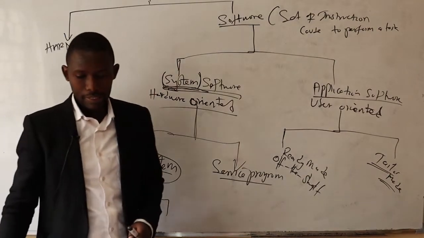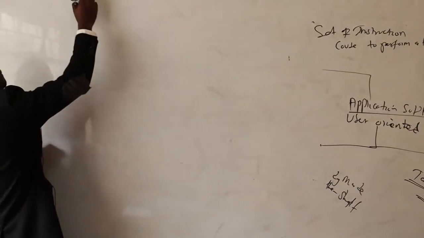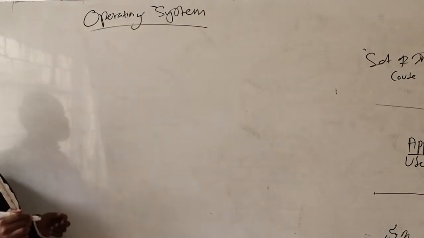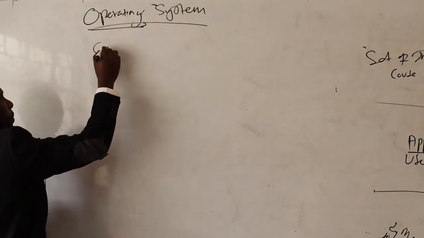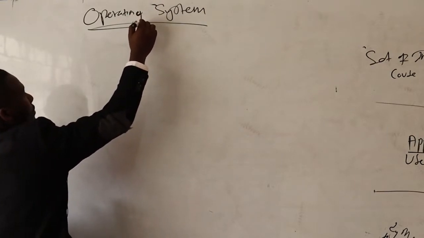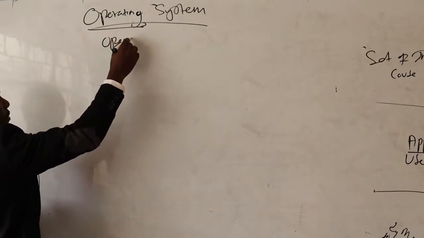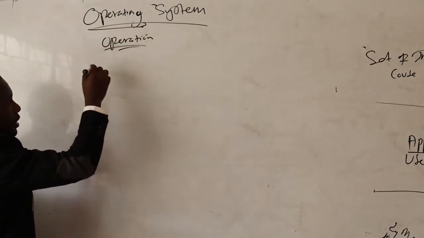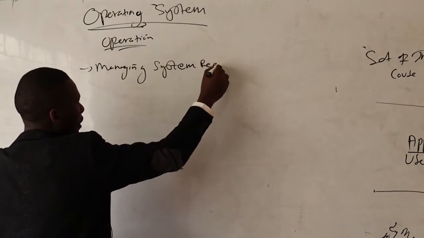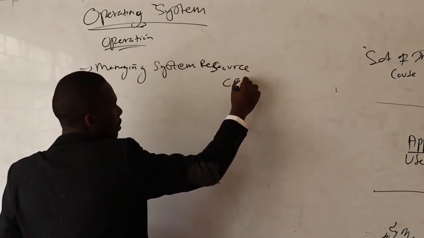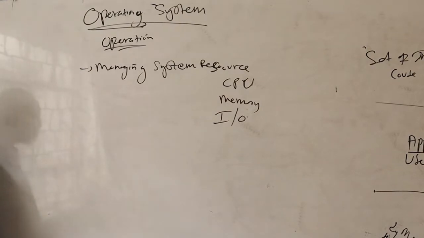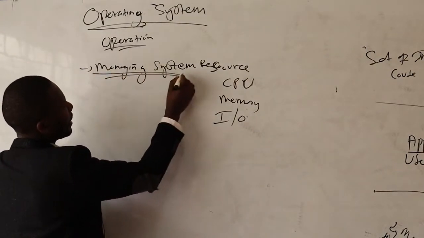We'll start with operating system. An operating system, from the term operating, is a specific software, very complex software that is normally created and installed in systems to facilitate operation of these systems. And some of the operations include managing system resources like the CPU, memory, the input and output devices. So that is managing such resources.